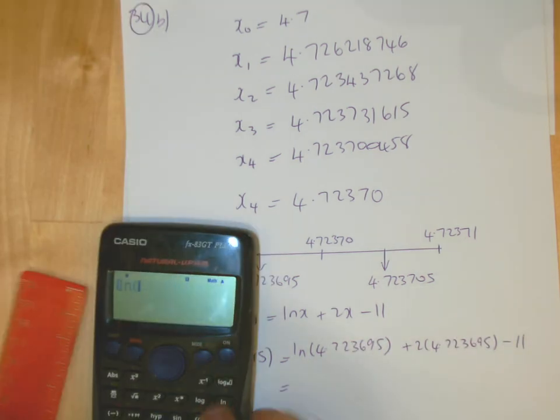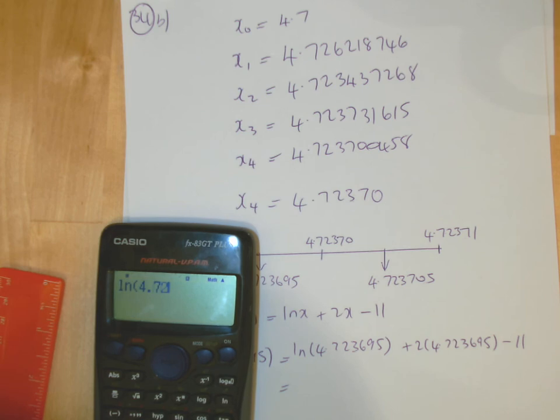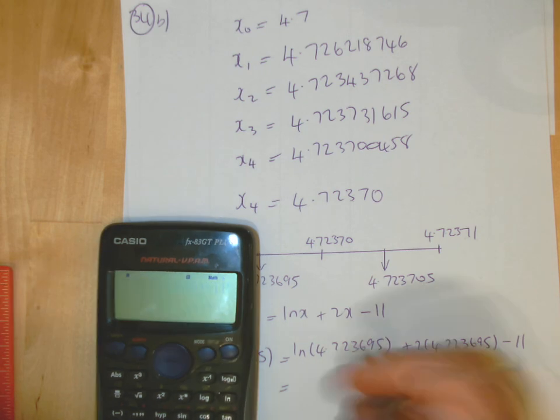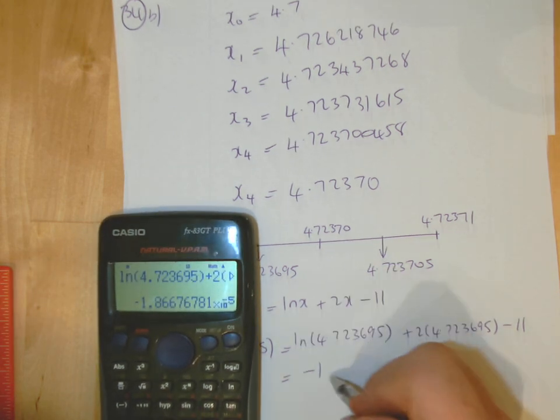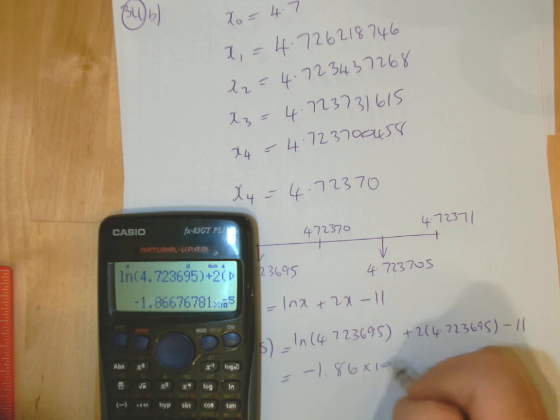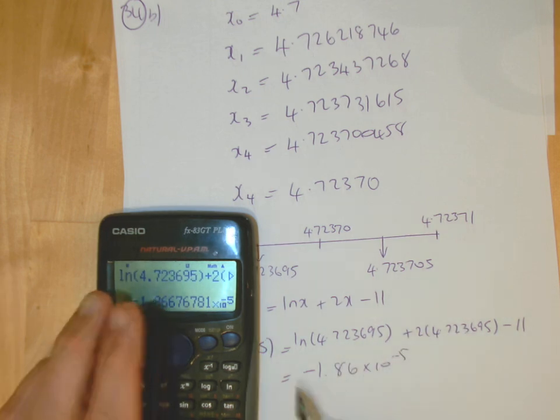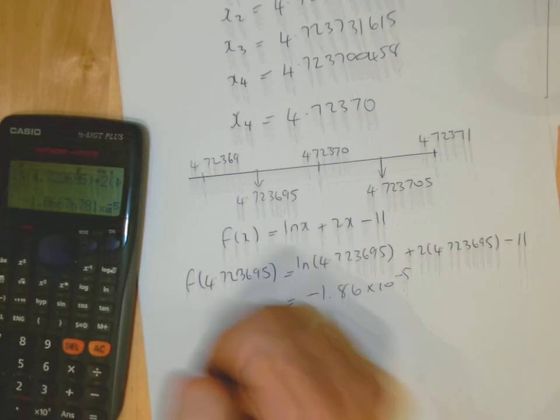So ln 4.723695 plus 2 times 4.723695 minus 11. So I get out then this answer. It's negative, isn't it? 1.86 times 10 to the minus 5. Rough answer there, that'll do. Okay. All I want to show is that there's a change in sign.